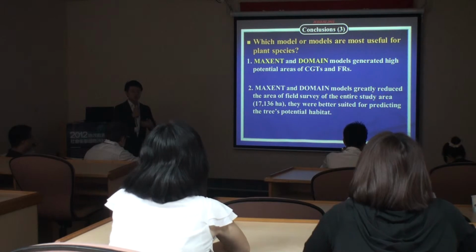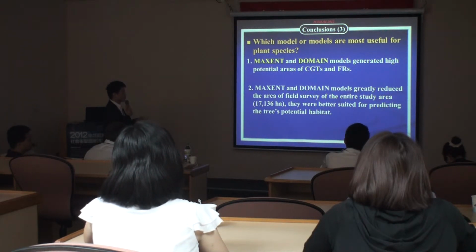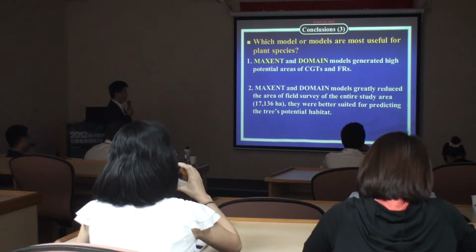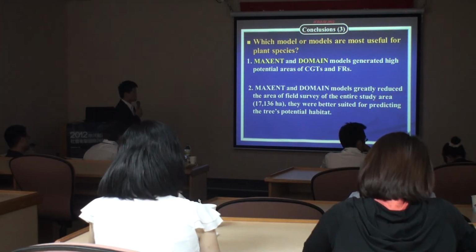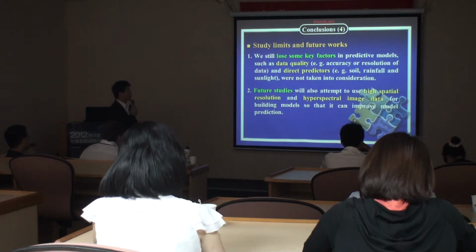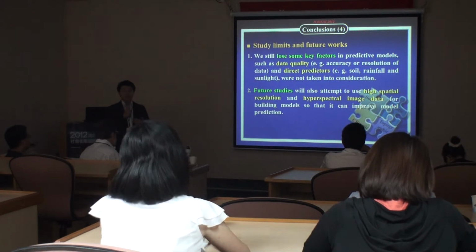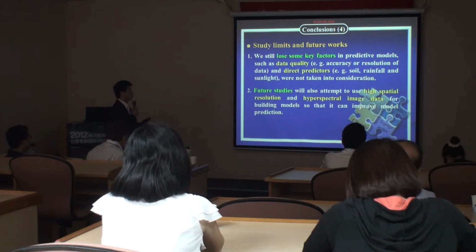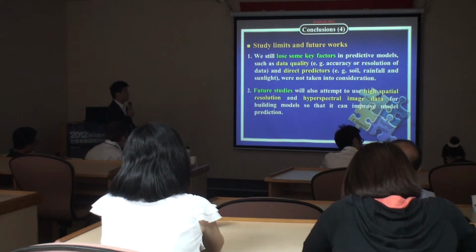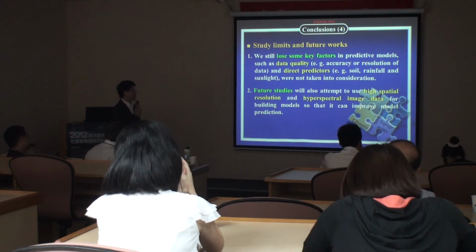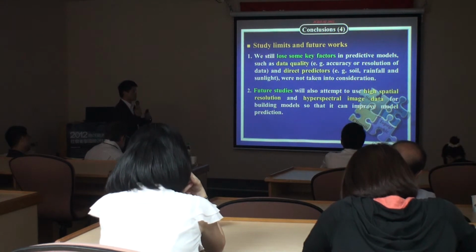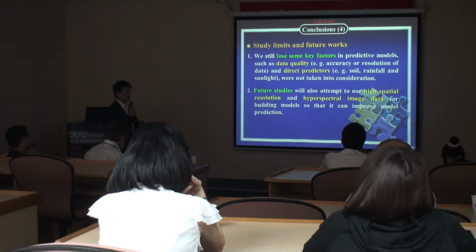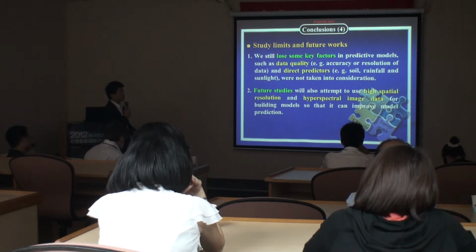So we recommend the Maxent domain model as the better choice, because it has good performance and greatly reduces the area of field survey. So that's our idea. We are still at a primary stage, so we still lose some key factors in our models, such as data quality and direct predictors, which we have not yet taken into consideration. Future study will also attempt to use high spatial resolution and hyperspectral image data for building models, which we wish can improve our model prediction. That's my today's topic.